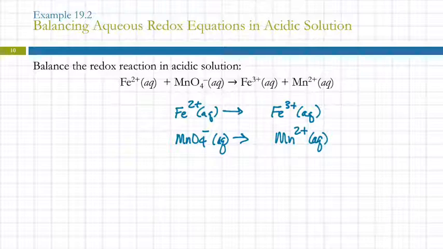Now what do we do? Balance charge? Mass first. Balance the mass first. So 1 iron atom, that one's good. 1 manganese and 1 manganese, that's nice. 4 oxygens. What? We have to add water. There's nothing over here with oxygen, so we can't just change a coefficient.